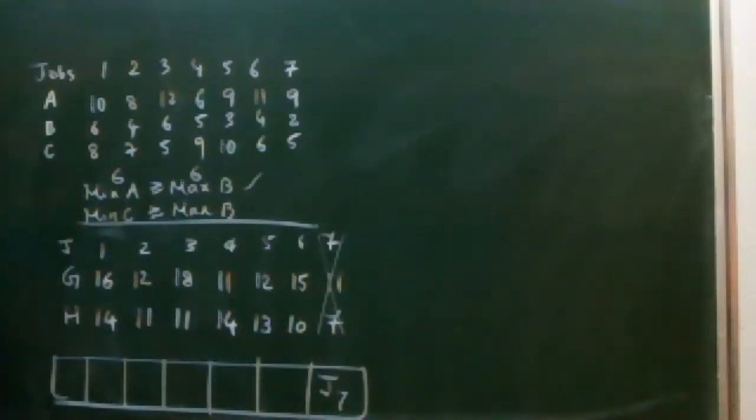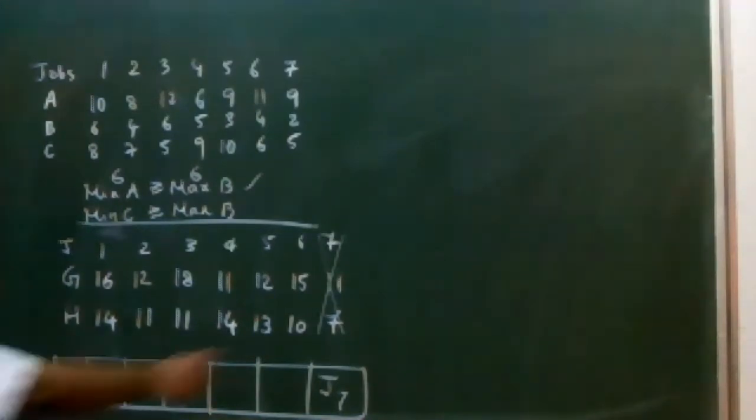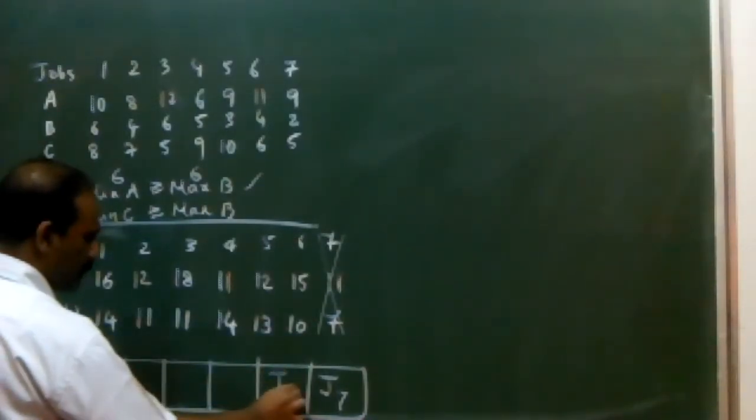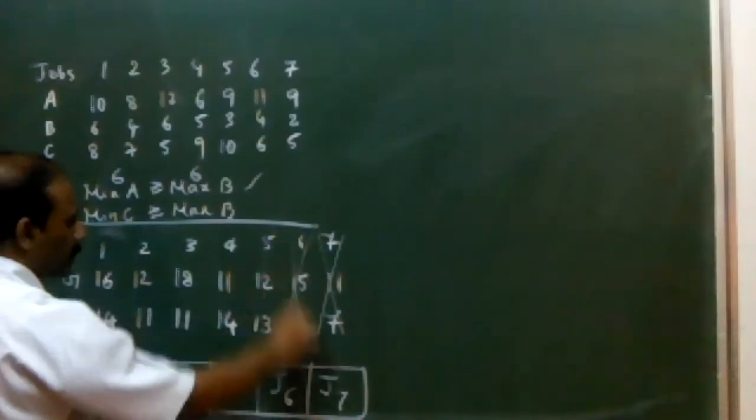Now in the remaining values, can we reach the next value? 10. So 10 again happens to be on machine H. Therefore, it is job number 6. Next.